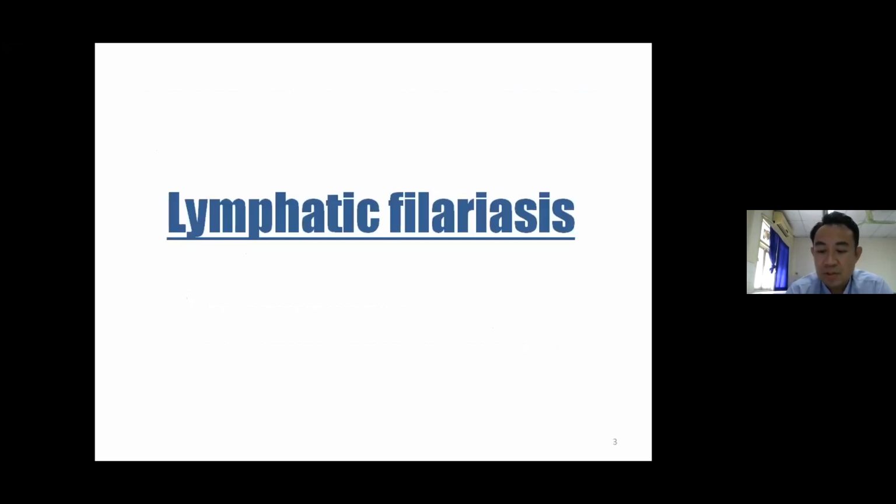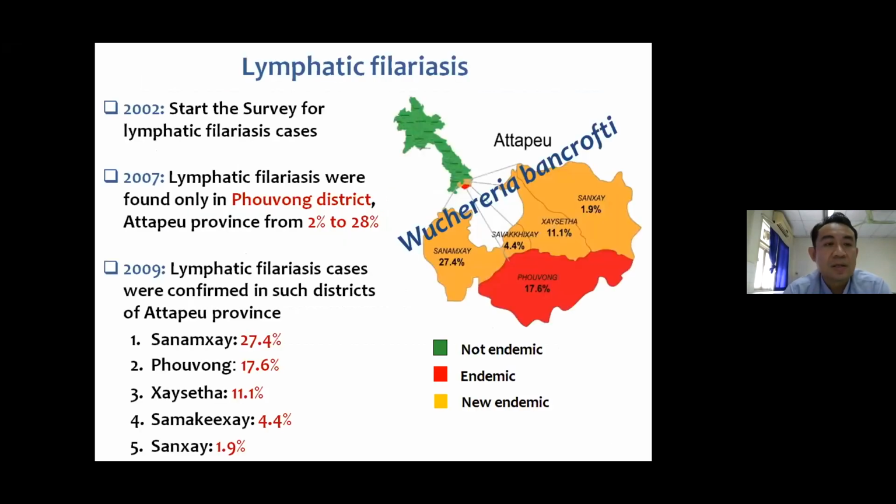So let's talk about lymphatic filariasis. We started to survey in 2002. After that, in 2007, lymphatic filariasis was found only in Phu district in Attapeu province, with an infection rate from 2% to 28%. And after that, in 2009, lymphatic filariasis cases were confirmed in other districts of Attapeu province, not only Phu district.